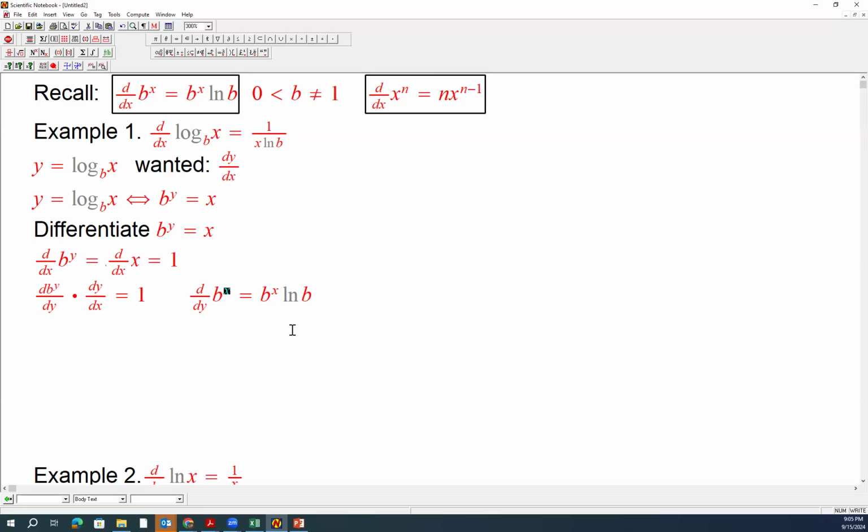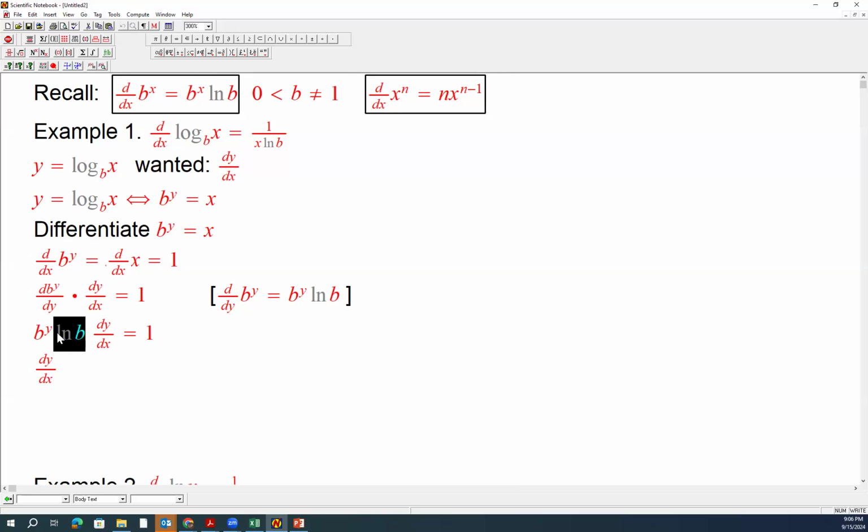The derivative with respect to y is b to the power of y times ln b. So by applying that formula, we substitute this piece for the derivative of b to the y with respect to y, and still multiply by dy/dx, and that equals 1. Next, we're going to solve for dy/dx.